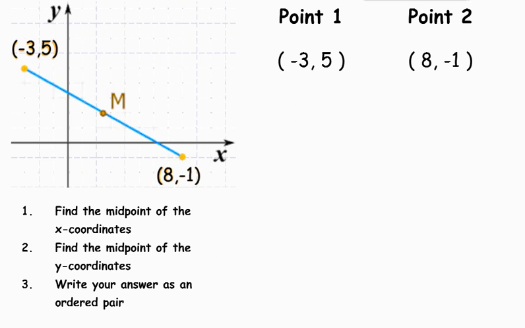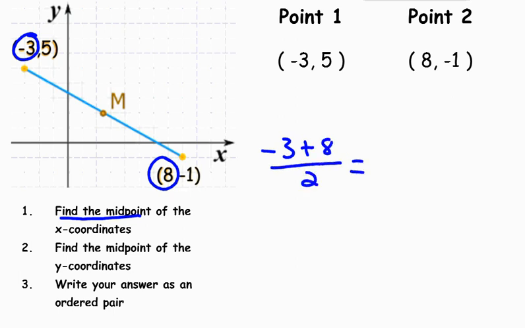So according to the steps, I have to first add my x coordinates and cut them in half. That's what find the midpoint means. So I'm going to take my x coordinates, which are -3 and 8, and add them, and divide by 2, which will give me 5/2, or if you're using the decimal, that would be 2.5. So the x coordinate of my midpoint is 2.5.